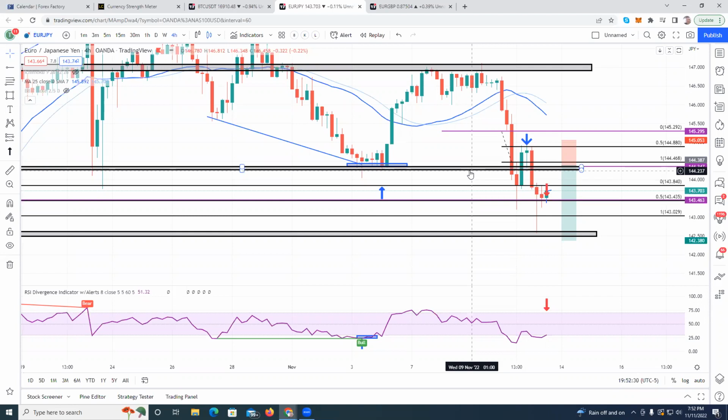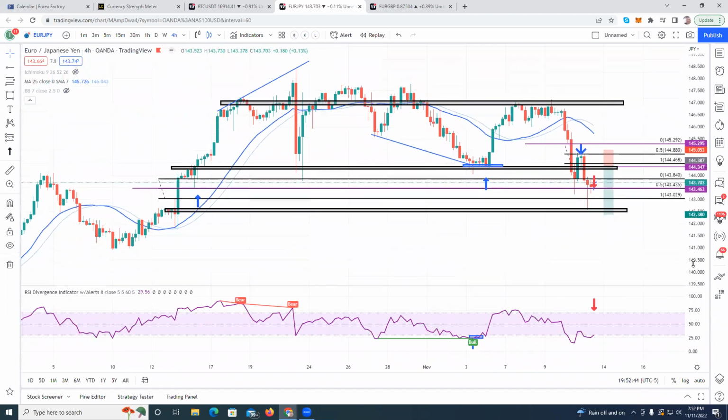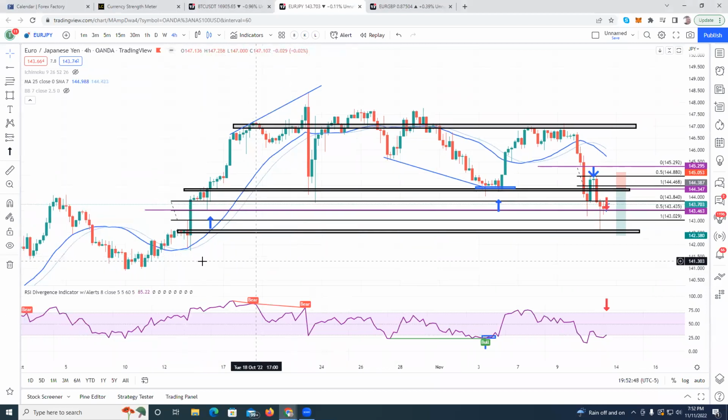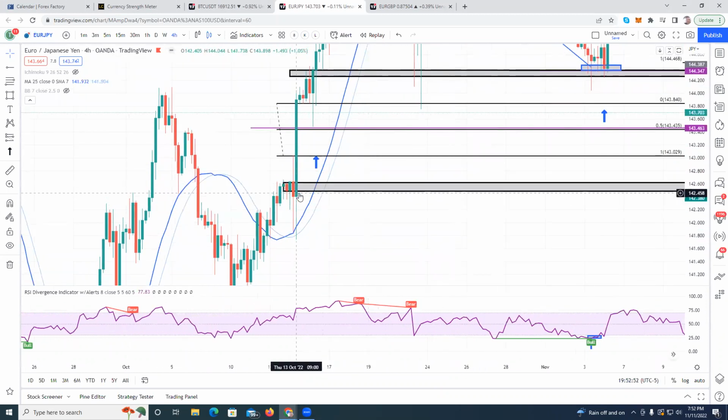So with that being said, when do you stop selling if you're selling in binary options? And also, where would your take profit be? Well, it's going to be at the previous support or area of interest. Now, look at this. Look at this.